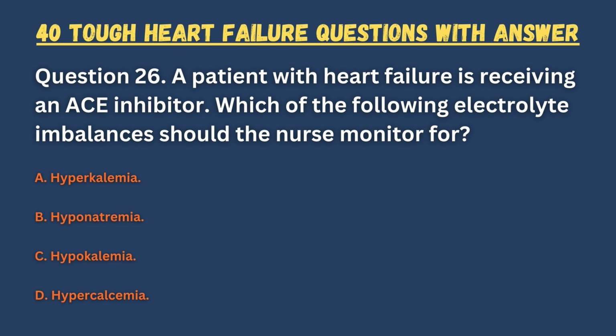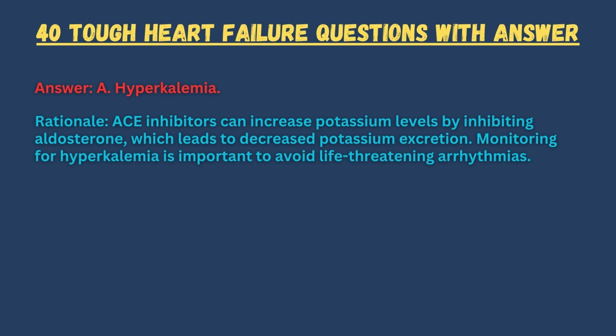Question 26. A patient with heart failure is receiving an ACE inhibitor. Which of the following electrolyte imbalances should the nurse monitor for? A. Hyperkalemia. B. Hyponatremia. C. Hypokalemia. D. Hypercalcemia. Answer: A. Hyperkalemia. Rationale: ACE inhibitors can increase potassium levels by inhibiting aldosterone, which leads to decreased potassium excretion. Monitoring for hyperkalemia is important to avoid life-threatening arrhythmias.